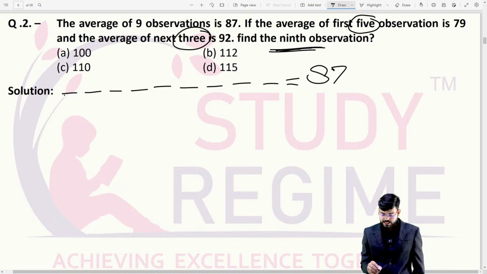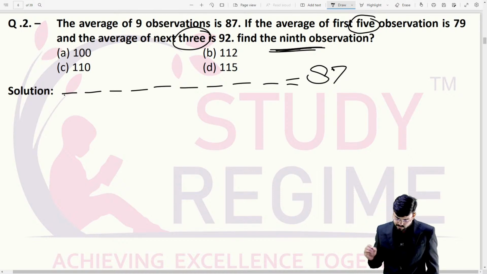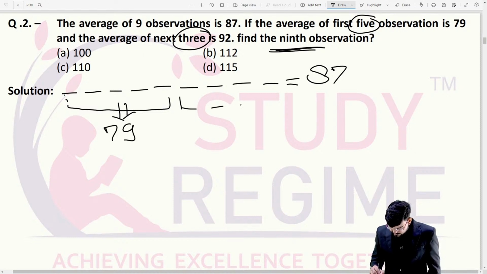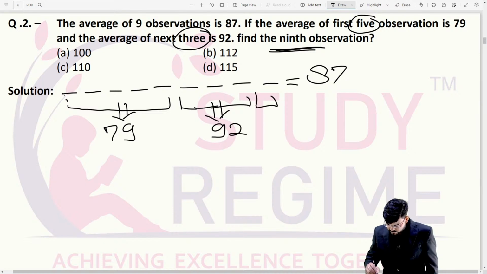Now in the next line it is given that the average of the first 5 observations, starting 1, 2, 3 and 5, these are the 5 observations, is given in the question as 79. And the next 3, this is the next 3, the average of the next 3 is given as 92. You have to find this observation, this is the 9th observation.